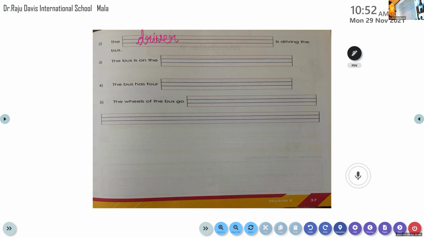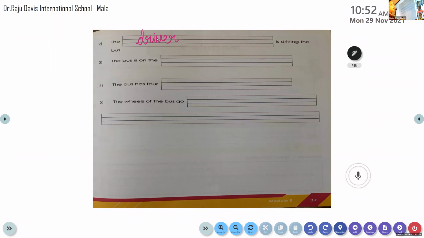The bus is on the... Where is the bus? Road. On the road. Very good. Tell me the spelling of the word road.